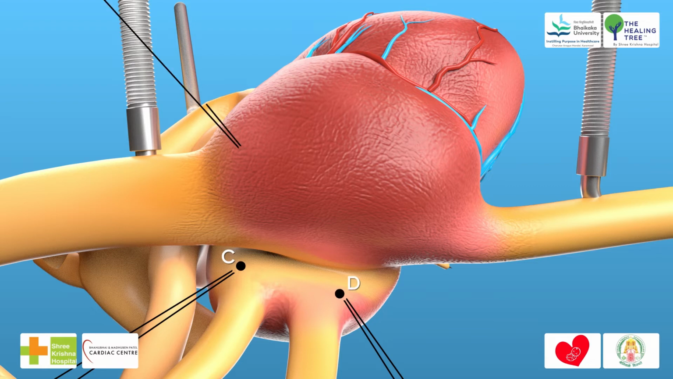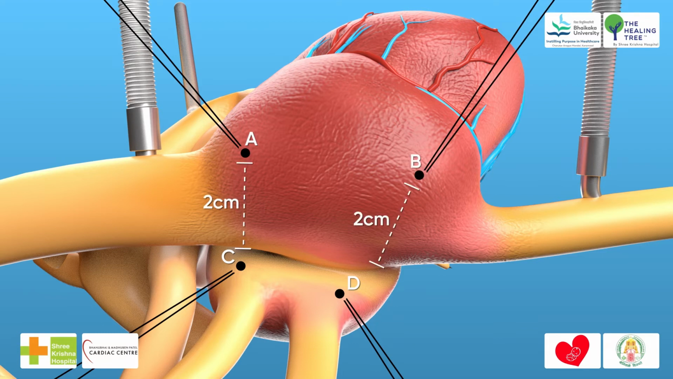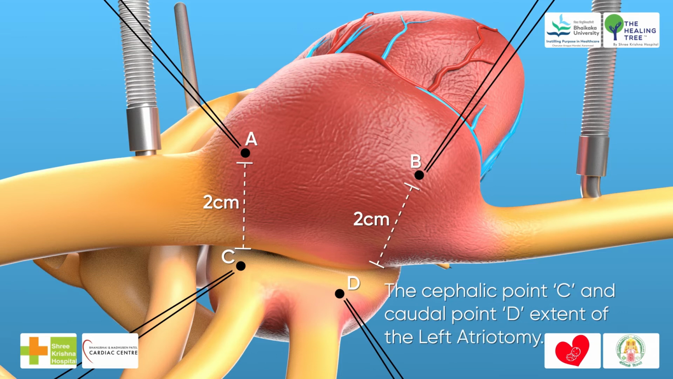The other 2 stitches are placed in front of the crista terminalis, A to B. Points A and B are placed approximately 2 centimeters anteriorly from the interatrial groove. 1. Before CPB is established, record the circumferences of the SVC and IVC in millimeters. 2. Marking sutures are placed on the interatrial groove to define the cephalic point, C, and the caudal point, D, extent of the left atriotomy.